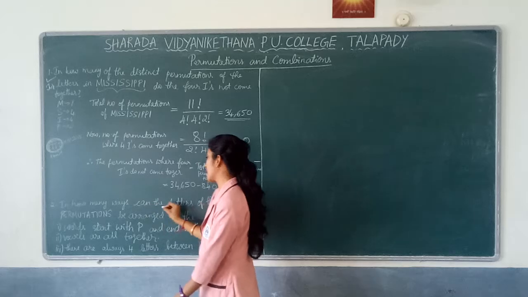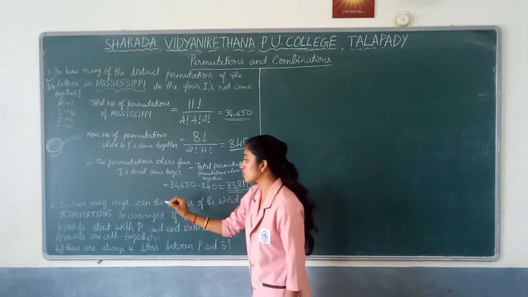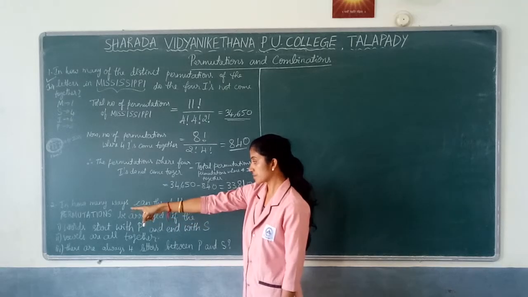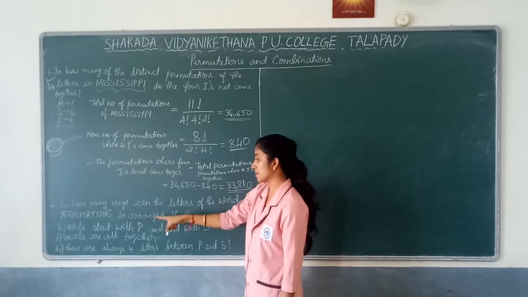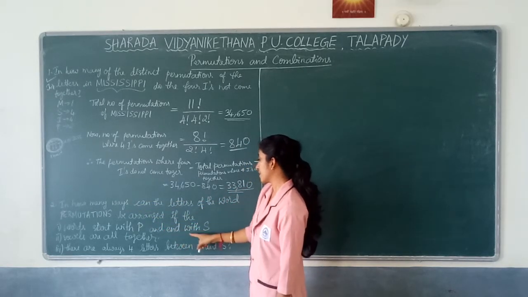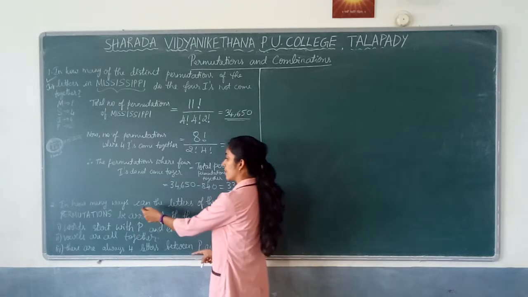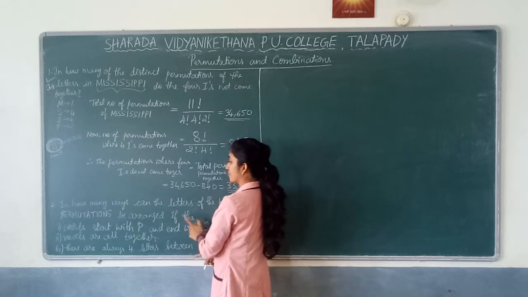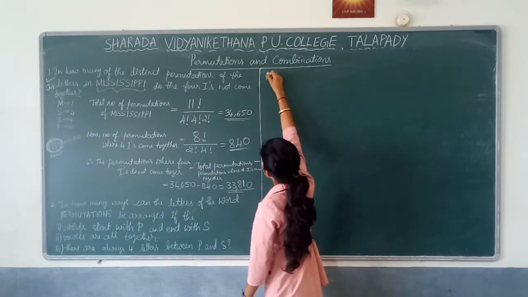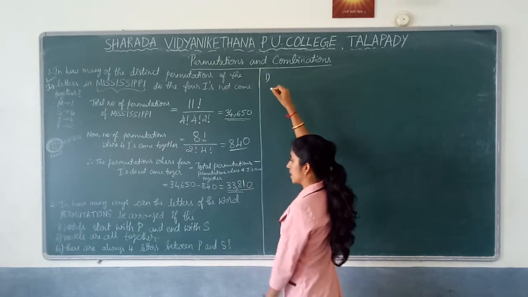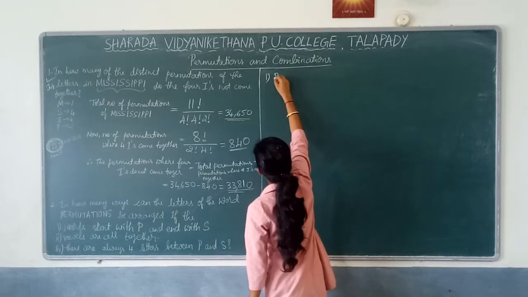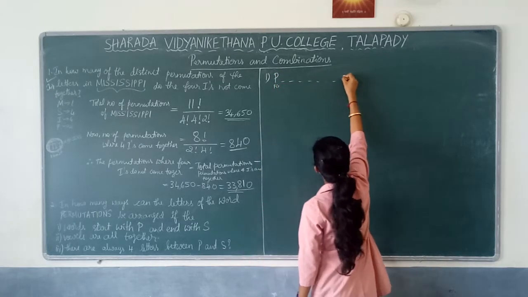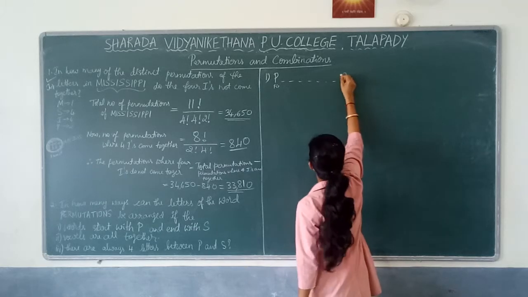In how many ways can the letters of the word PERMUTATIONS be arranged if the word starts with P and ends with S, okay? See here, we have to find the number of permutations of the word PERMUTATIONS. If the word starts with P, it is fixed here in the beginning, and ends with what? Yes, right? So S is fixed.